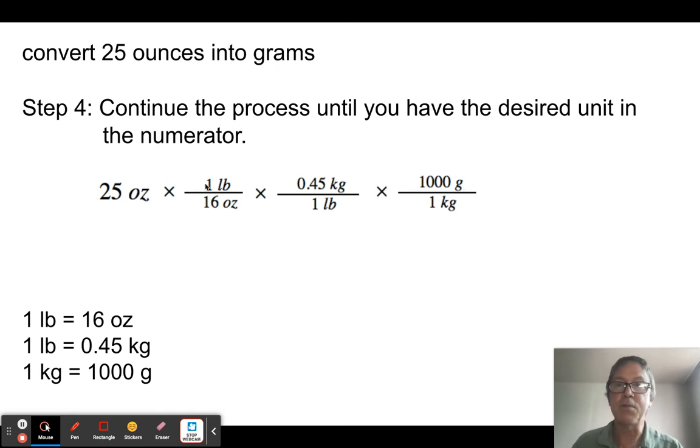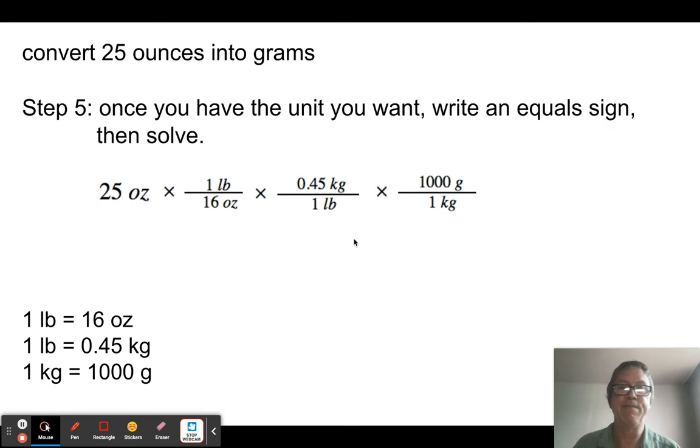All I have to do is multiply all the top numbers and then divide by all the bottom numbers. So 25 times 1 times 0.45 times 1,000 divided by 16, divided by 1, divided by 1. And I'll get my, well, there it is, and then I'll get my answer, okay? I have to make sure I write down the unit. That's all there is to it.